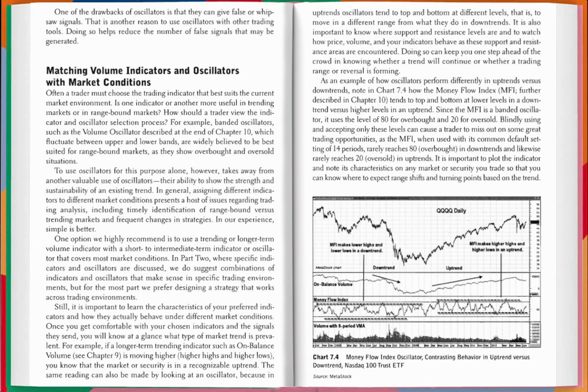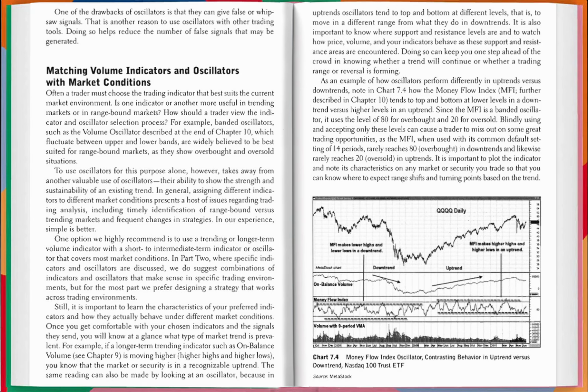In Part 2, where specific indicators and oscillators are discussed, we do suggest combinations of indicators and oscillators that make sense in specific trading environments. But for the most part, we prefer designing a strategy that works across trading environments. Still, it is important to learn the characteristics of your preferred indicators and how they actually behave under different market conditions. Once you get comfortable with your chosen indicators and the signals they send, you will know at a glance what type of market trend is prevalent.